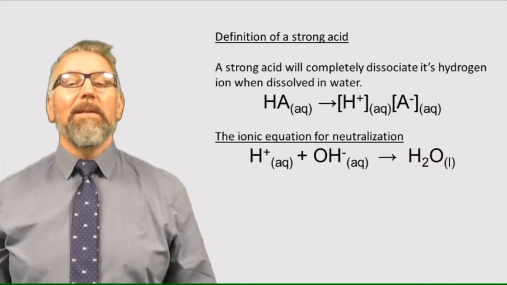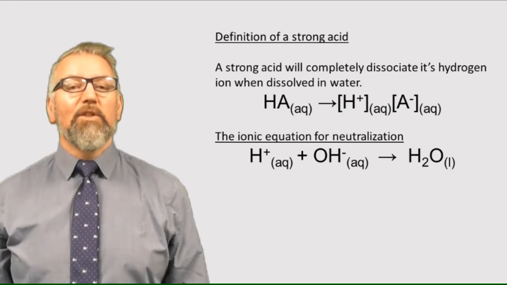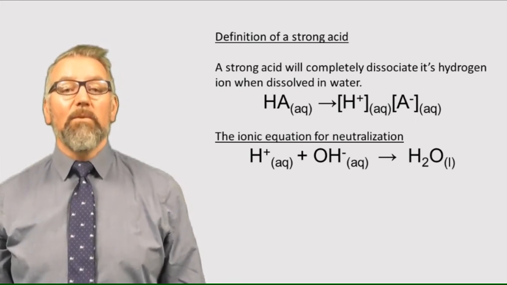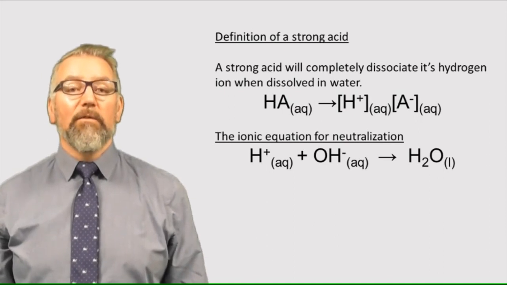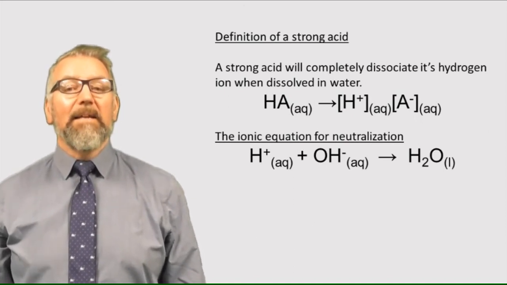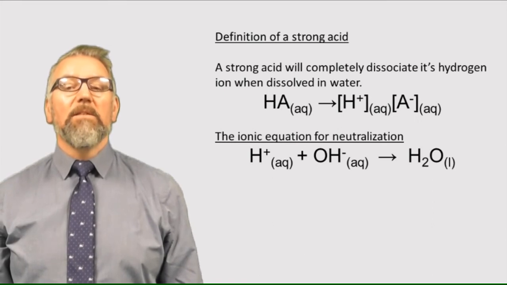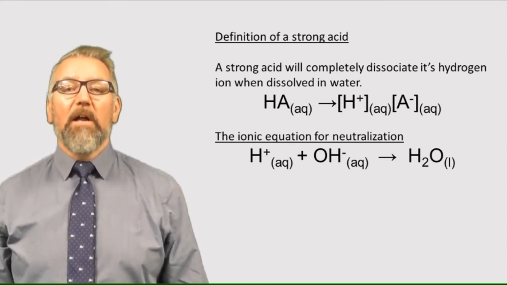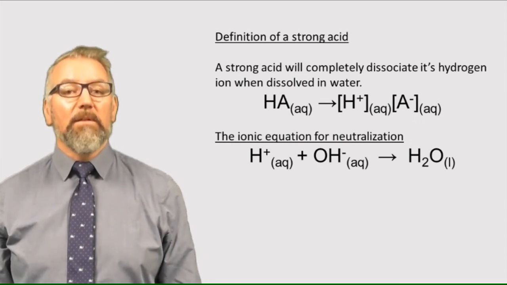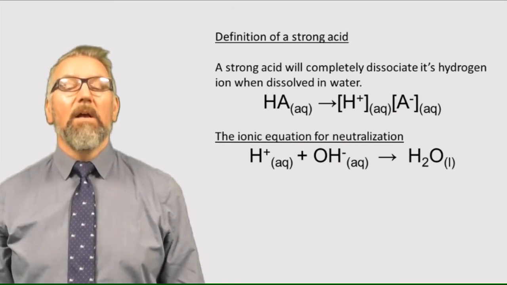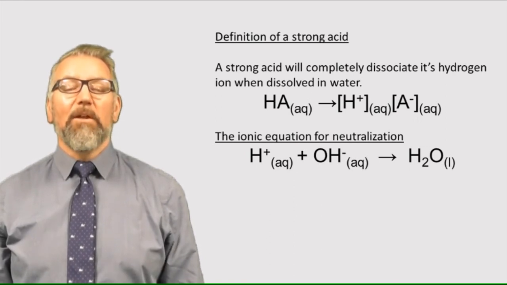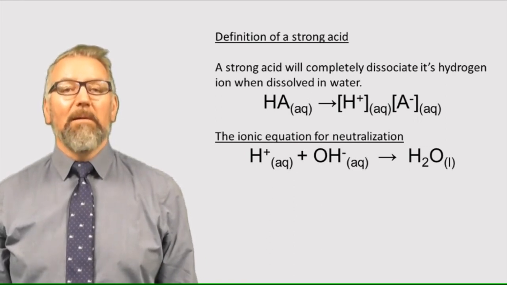In question 3, we need to know a couple of definitions. A strong acid completely dissociates its hydrogen ions when dissolved in water. The ionic equation for neutralisation of an acid and an alkali only requires us to know the ions that are involved in the neutralisation. Hydrogen ion, H+, in aqueous solution, plus hydroxide ion, OH-, in aqueous solution, goes to water, H2O, liquid.